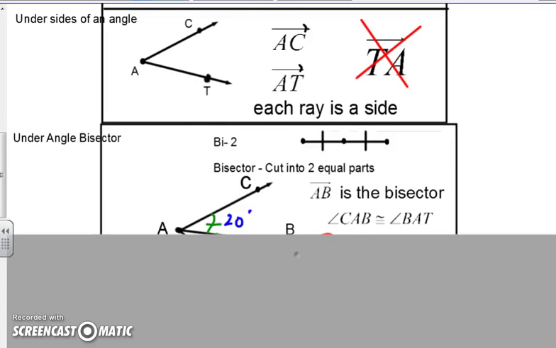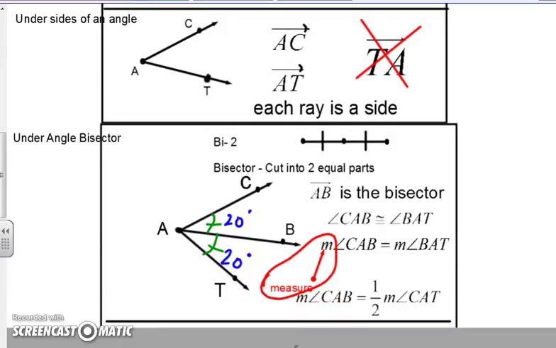All right, so now underneath the next tab, it's a big one. It's under angle bisector. Somebody tell me, what does the word bi mean? Two. Very good. So an angle bisector cuts an angle into two equal parts, much like a midpoint cuts a segment into two equal parts. Right? Isn't that what we just talked about?